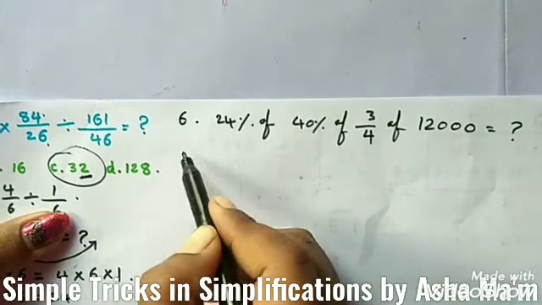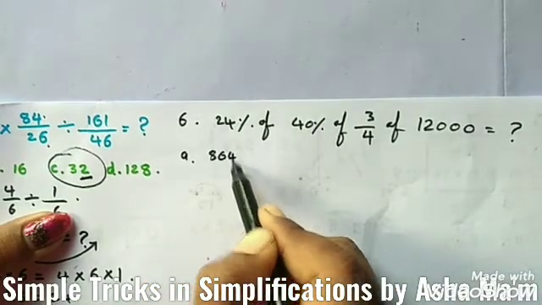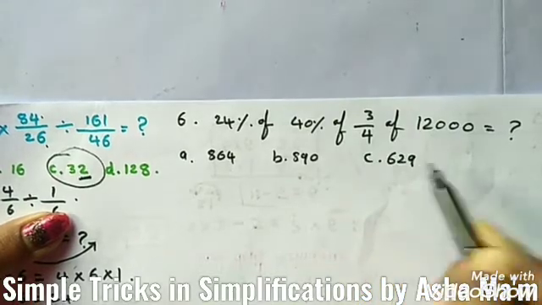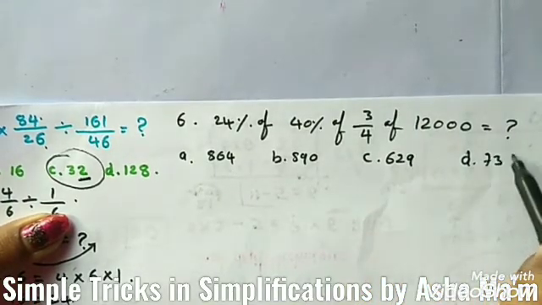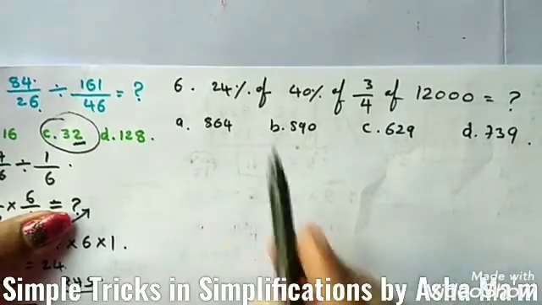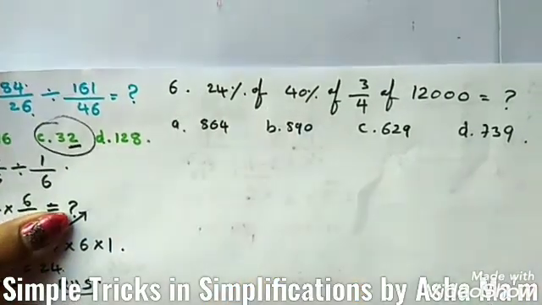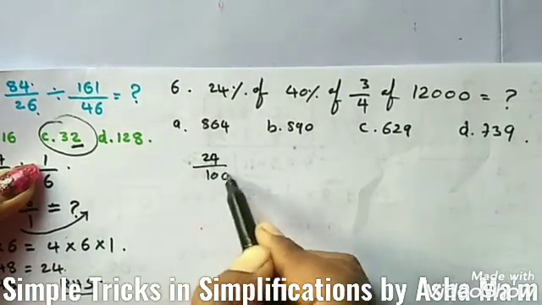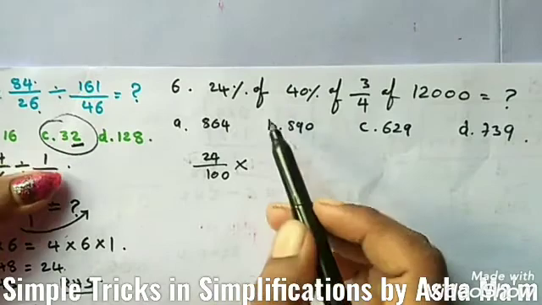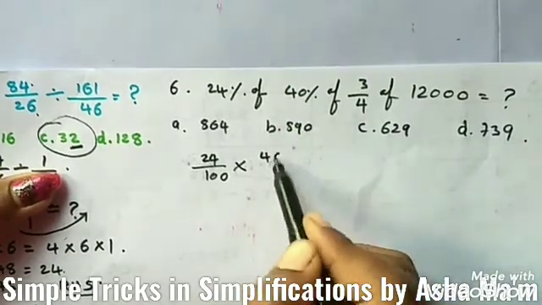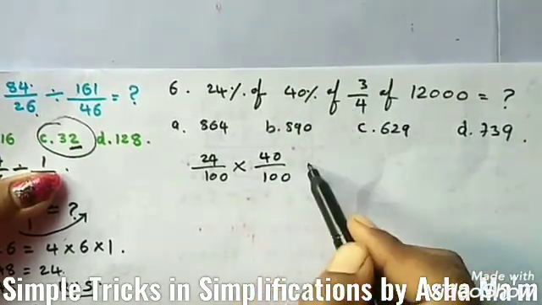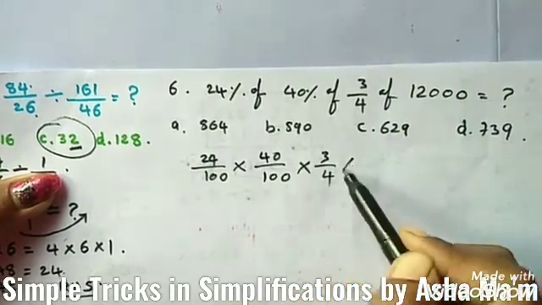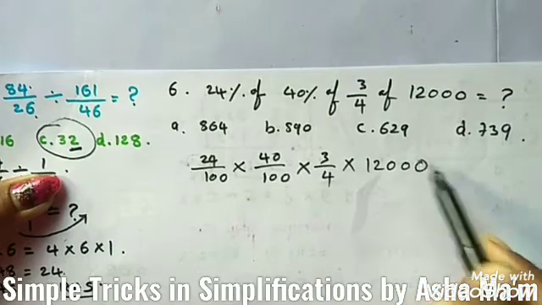Here are the options: A 864, B 890, C 629, D 739. You can see here 24% of 40%. Here 24% means 24 by 100, of means multiplication, and 40% means 40 by 100. Of means again multiplication, and 3 by 4 of 12,000.